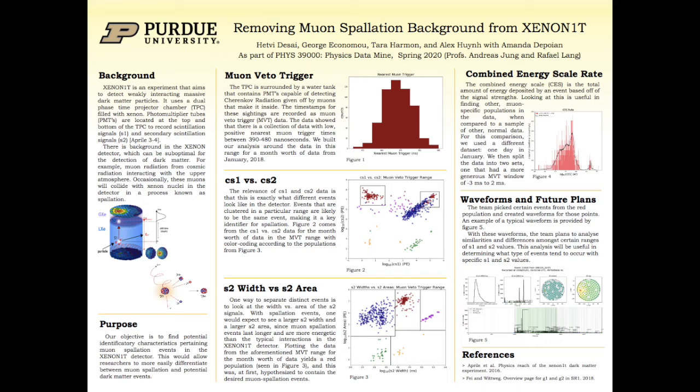With these waveforms, the team plans to analyze similarities and differences amongst certain ranges of S1 and S2 values. This analysis will be useful in determining what typical spallation events look like and what range they fall into on the S1 and S2 graph.